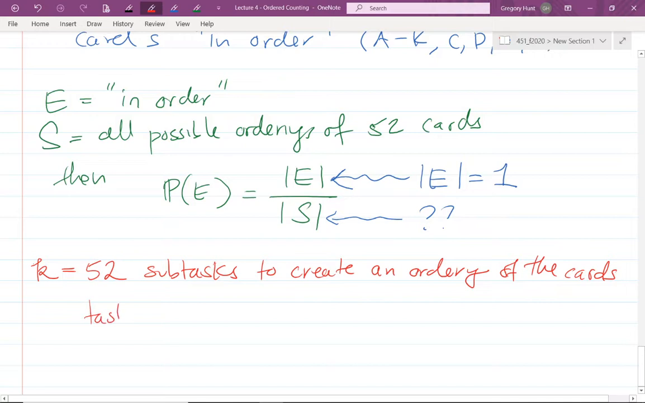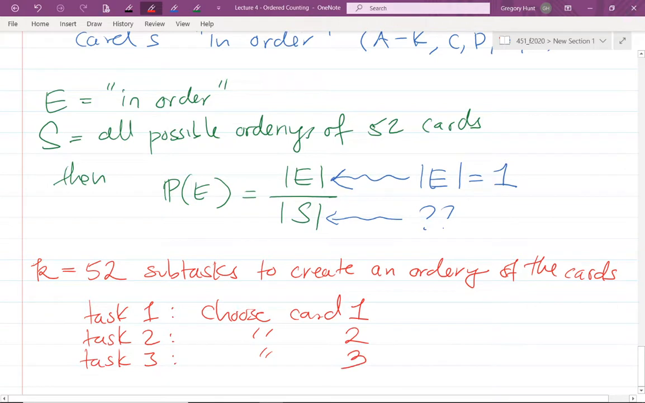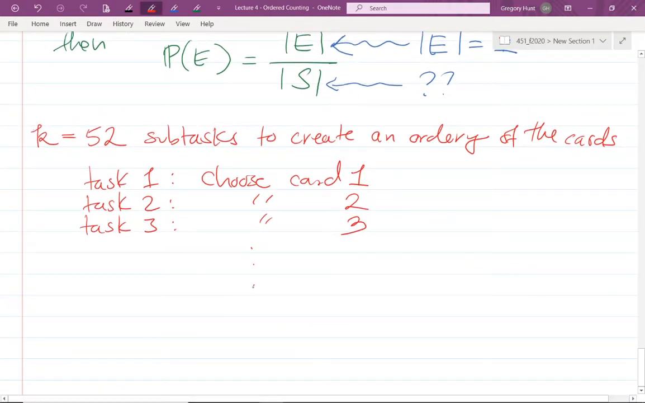Task one, I would choose what is going to be the first card in my ordering. Task two would be to choose card two. Task three would be to choose card three. And I could just continue, and at the end of the day, I will get down to task 52, which is to choose card 52. Now, these choices are not independent of each other. If I choose a card to be earlier, it can't be later.